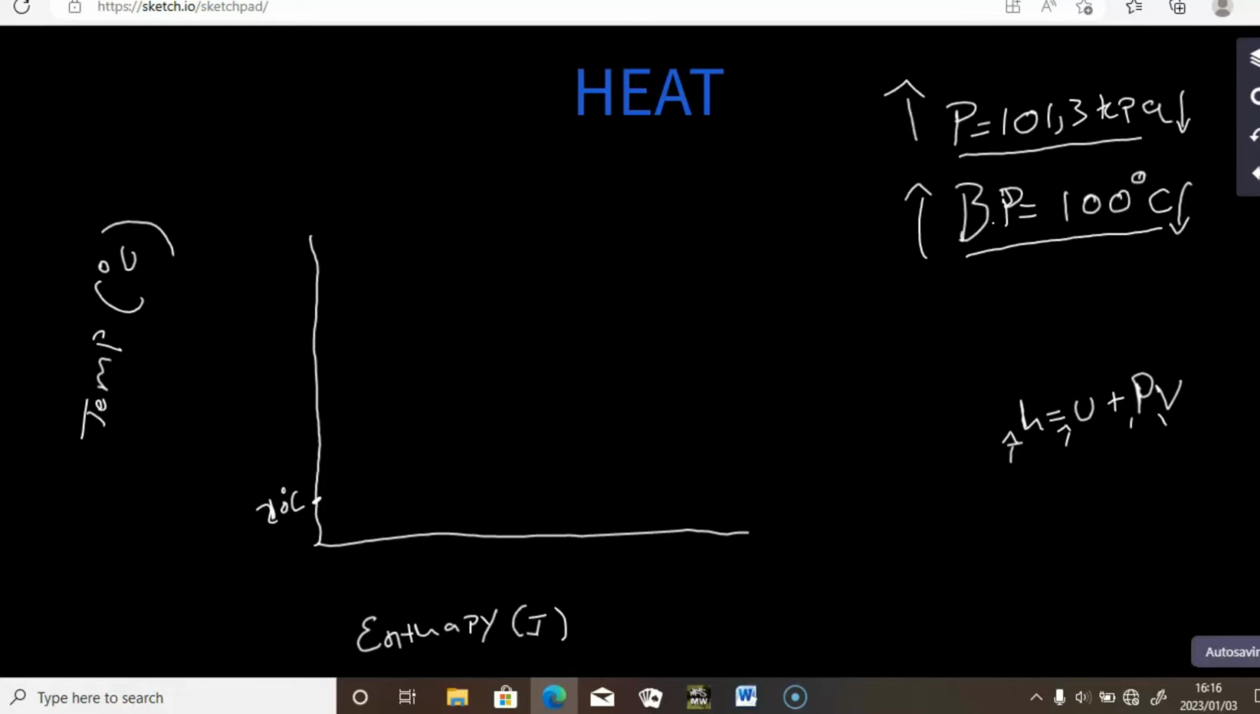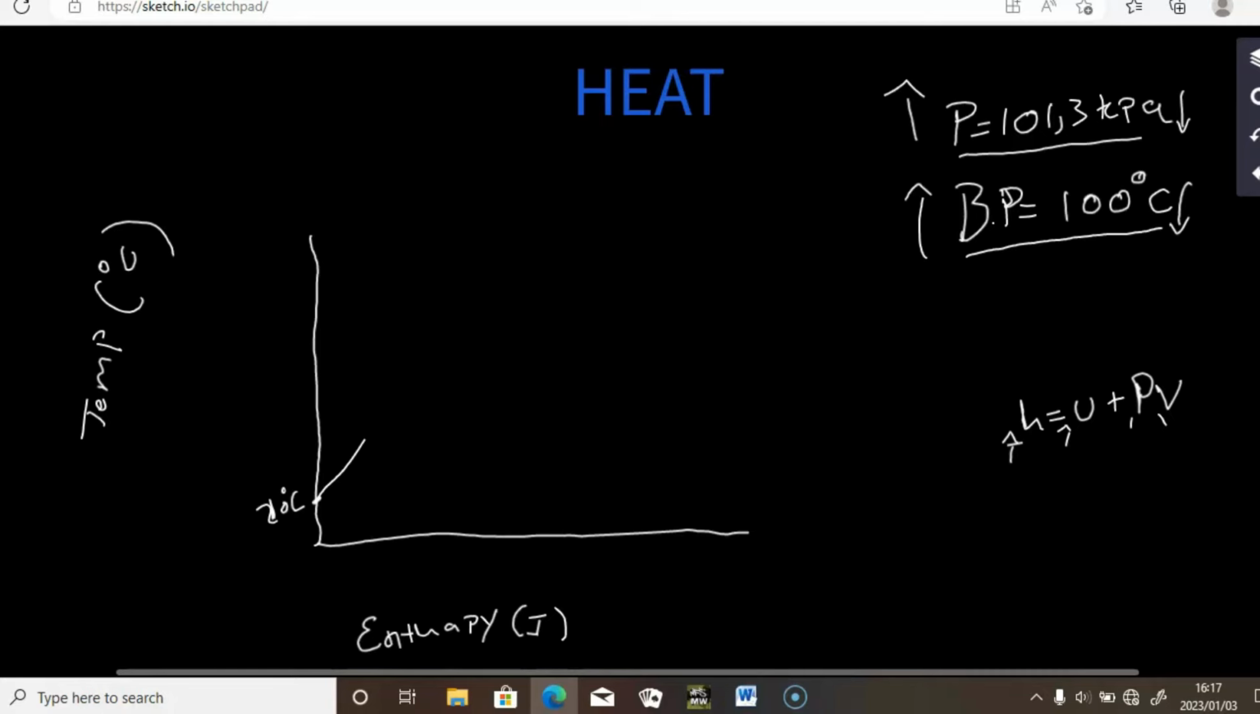What happens to the water when we add heat energy? The water will increase in temperature, and as the temperature is increasing, the enthalpy will also increase. Therefore, we are going to have something like this, which is representing that the temperature is increasing and the enthalpy is increasing. Remember, enthalpy is the heat energy, the energy of water or energy of steam. So it is increasing because we are adding heat energy to the water, and the temperature is also increasing.